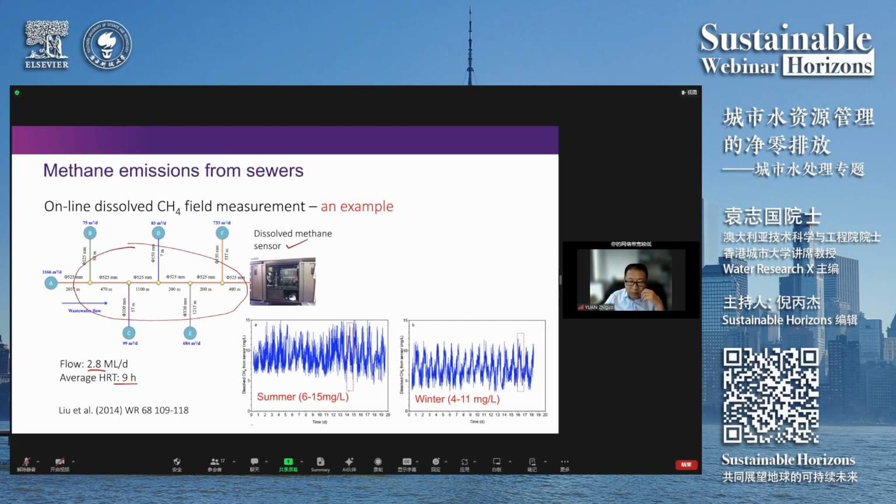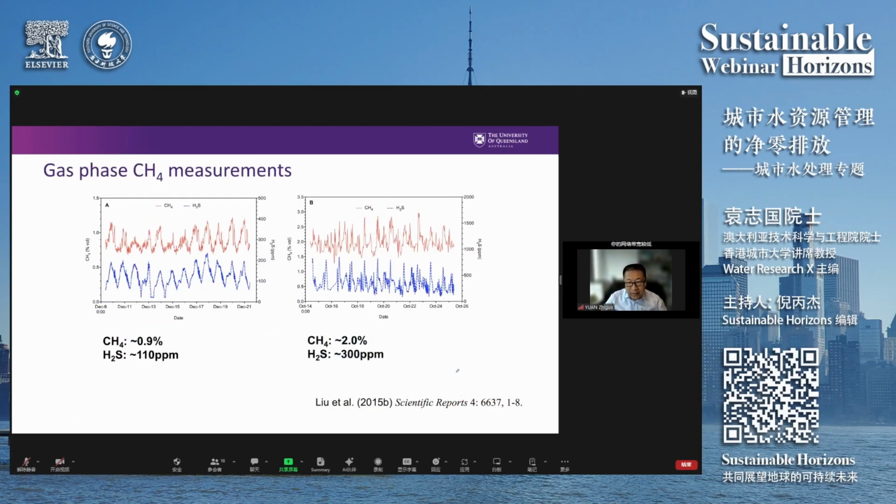And then, no surprise, we got a fair bit of methane emissions, so 10 milligram per liter, and that's a lot. And here, it's the winter, lower temperature, lower production, but there's still 7 milligram per liter. So it's quite a bit of methane formed. And then this was also confirmed in the gas phase measurement. You can see in this particular case, methane concentration was about 2% of the gas phase, and 5% is already reaching the explosive range. So 2% is quite high.